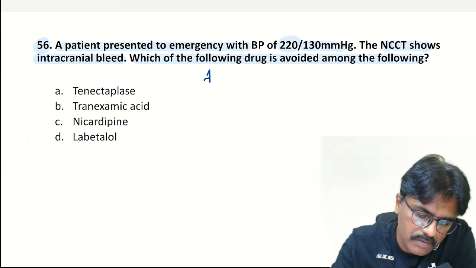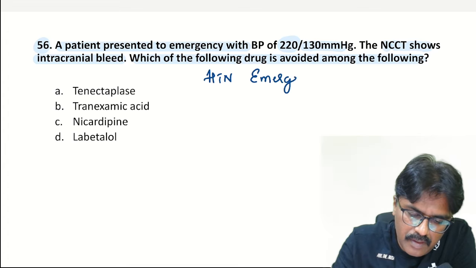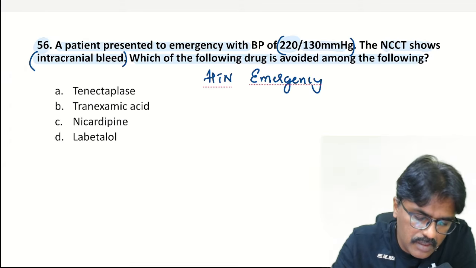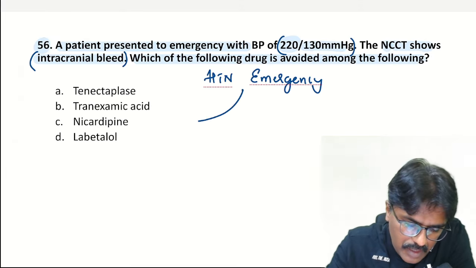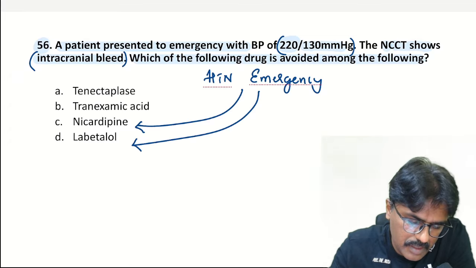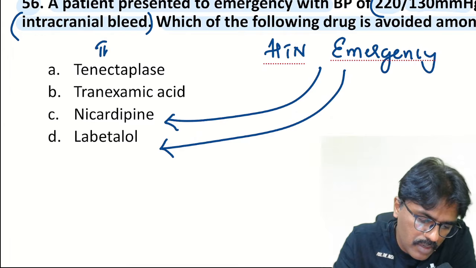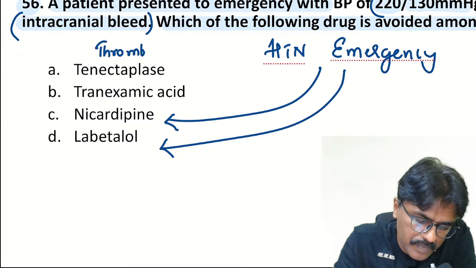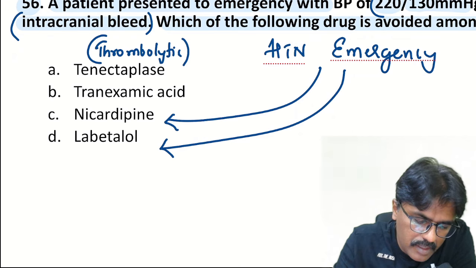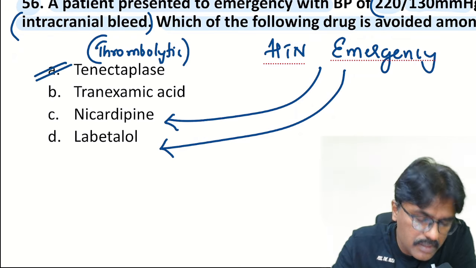So it's a case of hypertensive emergency. How is it an emergency, sir? BP is high, sir. There is damage, intracranial bleed. You can give nicardipine, you can give labetalol, but can you give tenecteplase? Tenecteplase is a thrombolytic. And you know thrombolytics can induce bleeding. Already there is a bleeding. Will you use tenecteplase? No. So tenecteplase cannot be given.